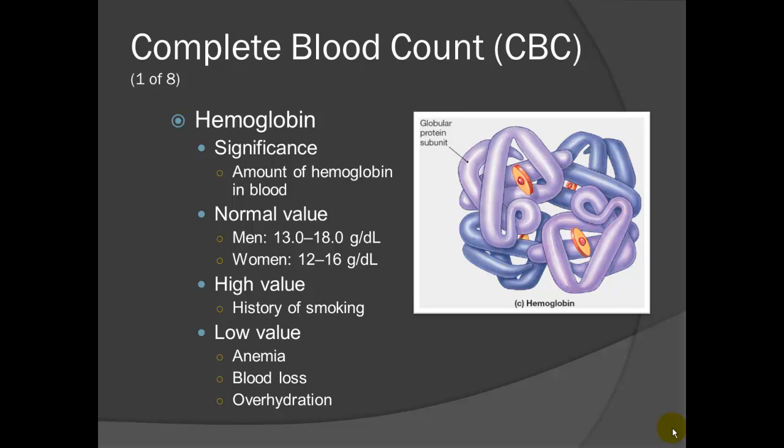Hemoglobin is your ability to carry oxygen, and it's located on the red blood cell. The significance of this test is the amount of hemoglobin in the blood. Normal value in men is 13 to 18 grams per deciliter. Women is 12 to 16 grams per deciliter. A high amount of hemoglobin is indicative of a history of smoking. You have something called polycythemia, or many red blood cells.